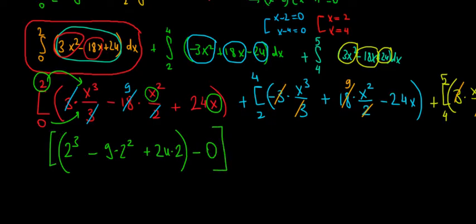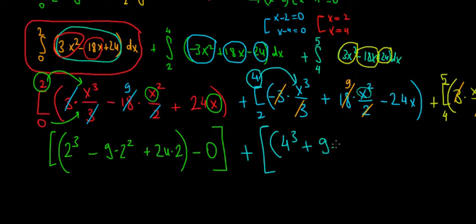With the same method, we do the second bracket. So we start substituting 4, the upper bound, into the x. What do we have? We have over here 4 to the power of 3, plus 9 times 4 squared, minus 24 times 4. That's from the first substitution.